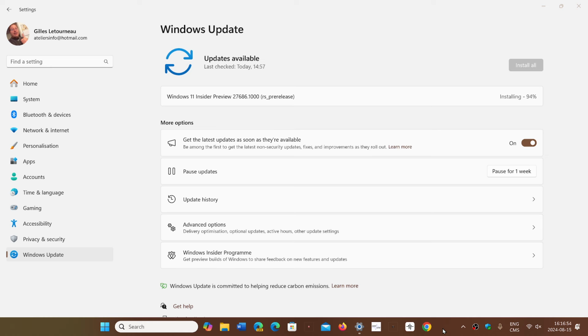For those that are on the Insider builds of the Canary build, like this machine, we're going to jump ahead quite far. We are right now at a version 27.25.7, something like that, and this is installing right now, and it's a jump to 27.686 out of 1,000. Which means that Windows 11 is now moving ahead to something else in a future of Windows 11.